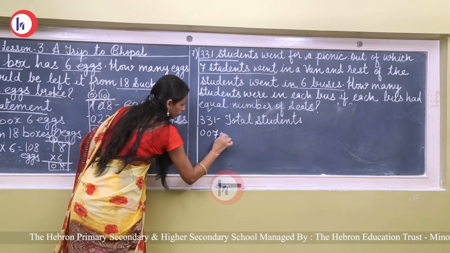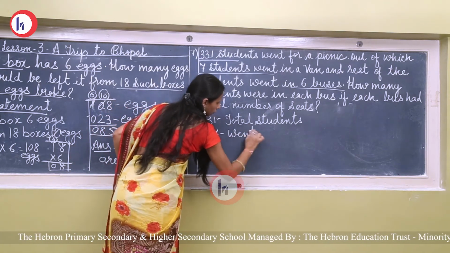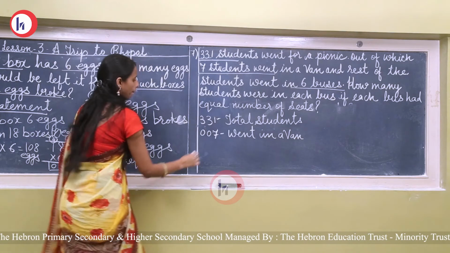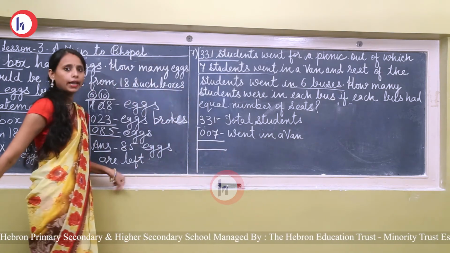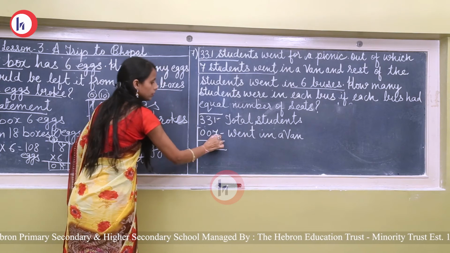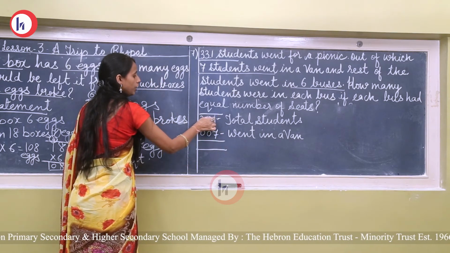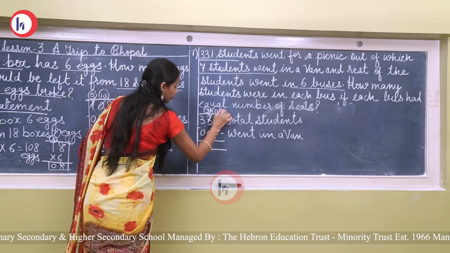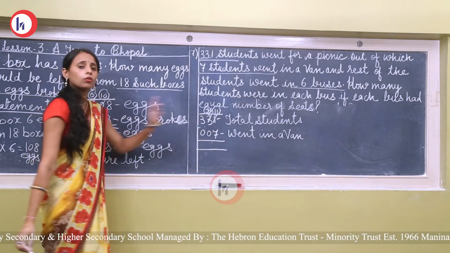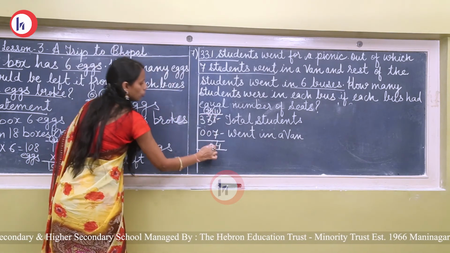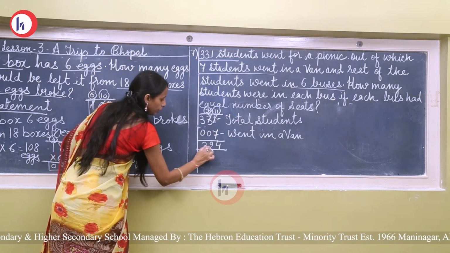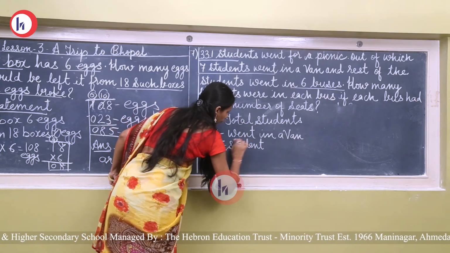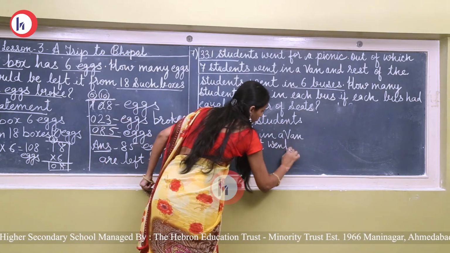Went in a van. Okay. Now how many students are left? So 1 minus 7 is not possible. So we have to take borrow from 3. So it will be cut, and we will write here 2. Here will be 11. Okay. Now 11 minus 7, 4. 2 minus 0, 2. And 3 minus 0, 3. 324 students went by bus.